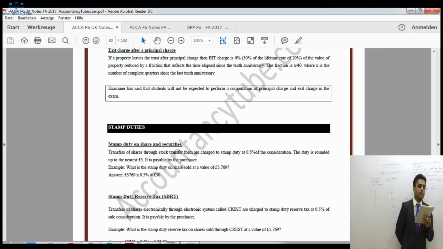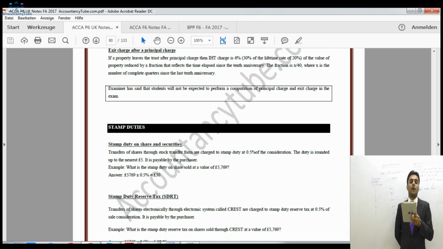So the first one is principal charge. That would be 6%, which is 30% of the lifetime tax rate of 20%. So 30% of 20% is 6%, so that will be applied on every 10th anniversary as long as it remains within the trust. If it leaves the trust before the 10th anniversary, again the treatment would be exactly the same, 6%. However, it will be called exit charge.